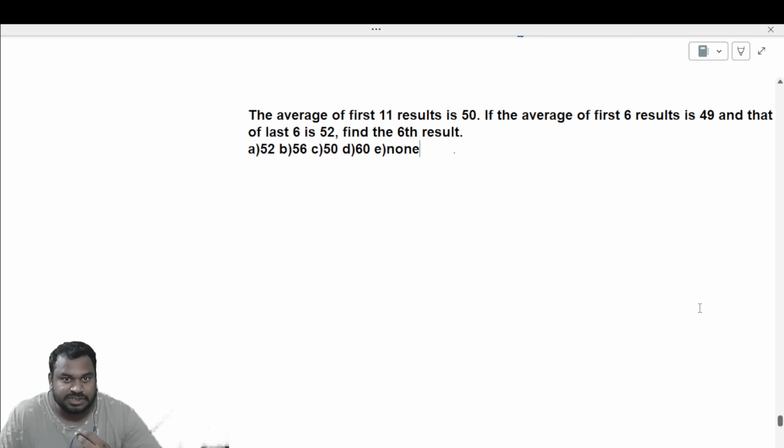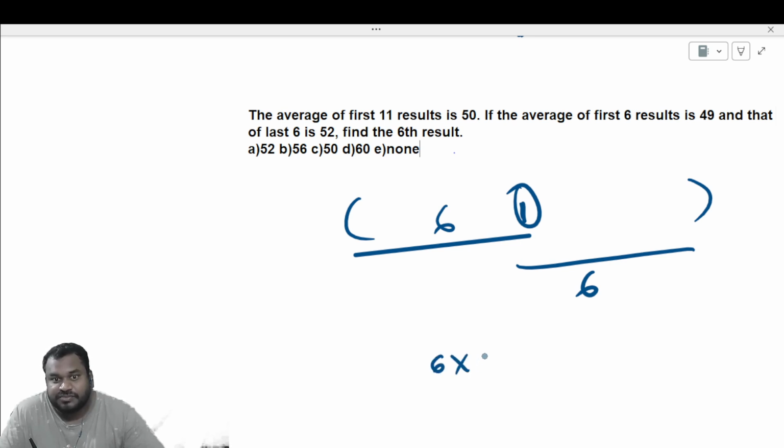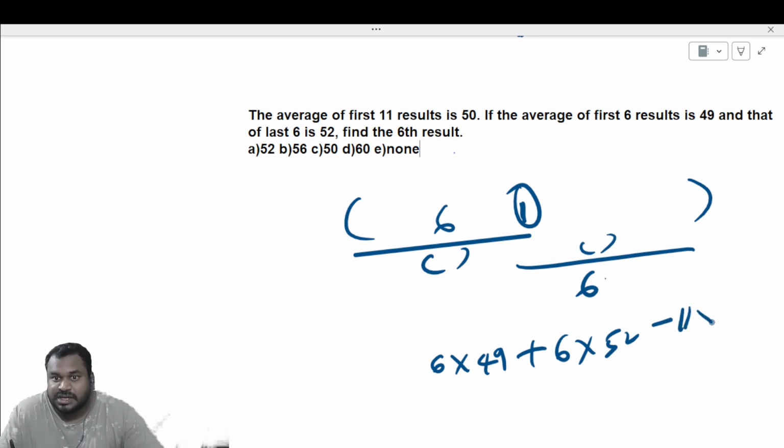This question: the average of the first 7 results is 50. If the average of the first 6 results is 49 and the last 6 is 52, find the 6th result. See, there are 11 numbers. The first 6 numbers' average is given and the last 6 numbers' average is given. Here one number is counted twice. So 6 into 49 gives the first sum, plus 6 into 52 gives the last sum, minus the sum of all the numbers, that is 11 into 50. If you do this, you will get the answer.